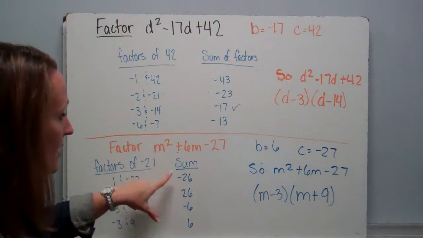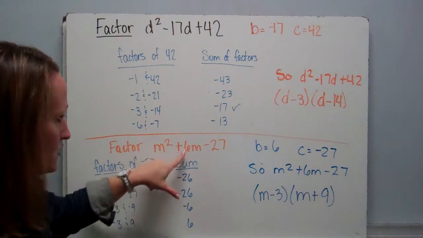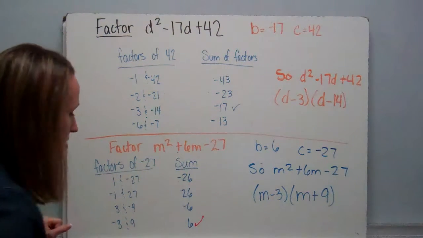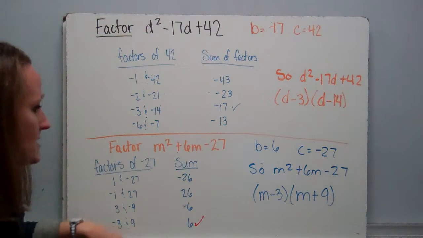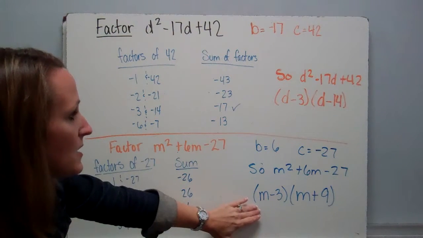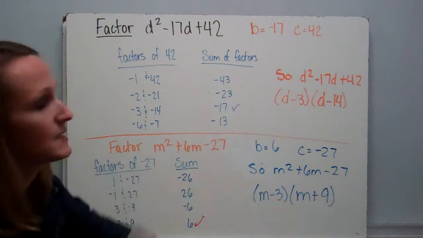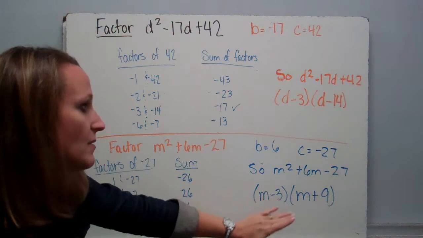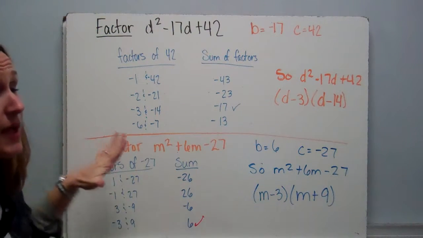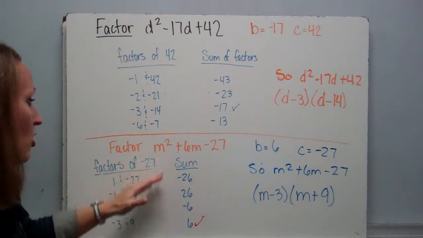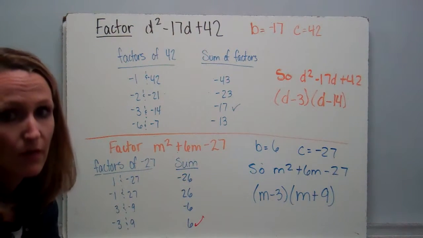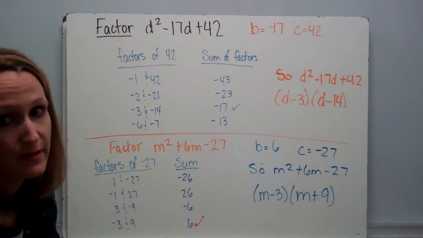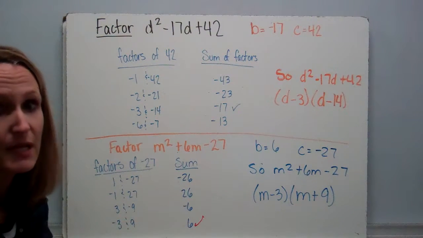So when I find the sum, negative 26, no, positive 26. Negative 6, aha, here we go. So what are my factors? Negative 3 and 9. So when we put it up here, my factors of m squared plus 6m minus 27 will be m minus 3 times m plus 9. Now, as we practice this, do I expect you to always list it out like this? No, because I know that as you do this more and more, you're going to be able to do this in your head. Do I think this will help you as we're learning? Absolutely.